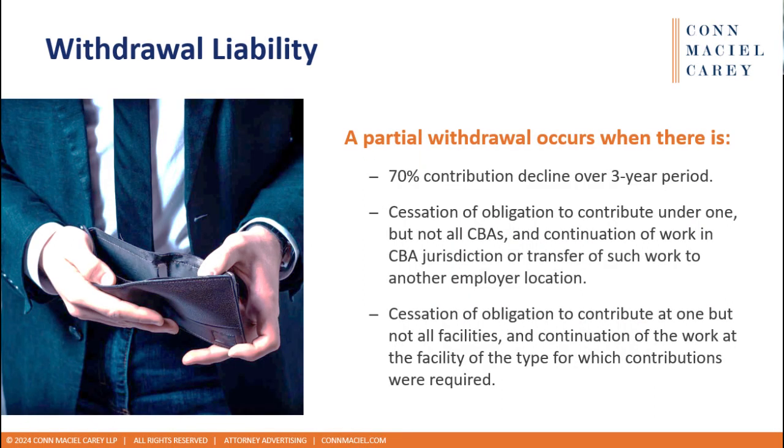A partial withdrawal occurs when there's a 70% contribution decline over a 3-year period. There's two different ways that occurs. The first point there under the 70% is a cessation of obligation to contribute under one, but not all CBAs. So you may have more than one collective bargaining agreement with your union. And if you cease to have an obligation under one CBA, but not all of them, then that could trigger a partial withdrawal. That's known as a CBA takeout.